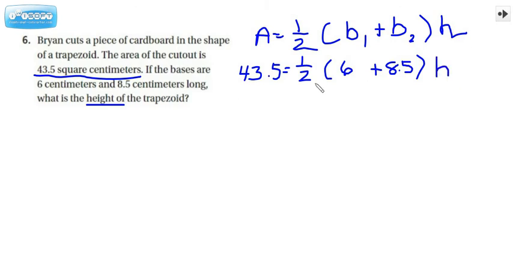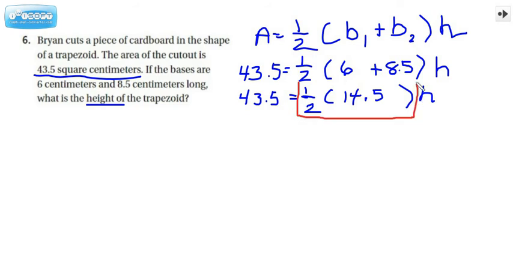Alright, the next step is to add the parallel sides. So let's copy everything else. And if you add these two things together, you will get 14 5/10 times h. Alright, so the next thing to do is to take half of this number.